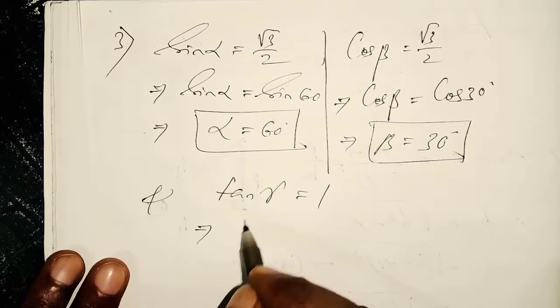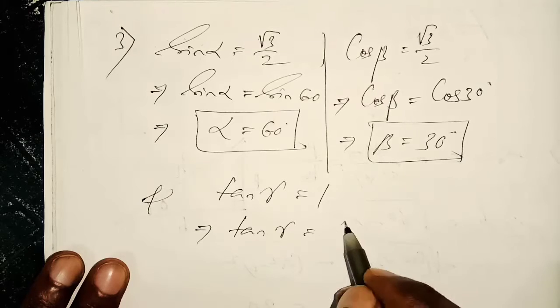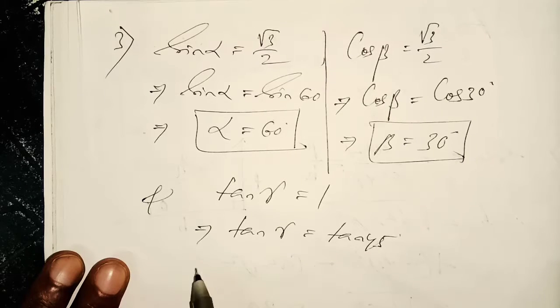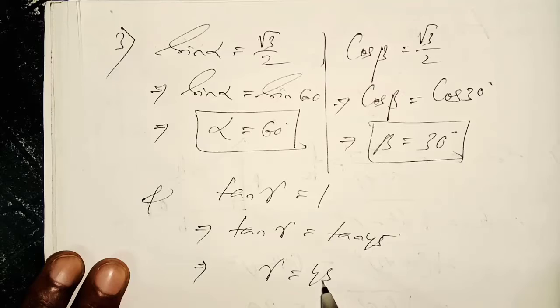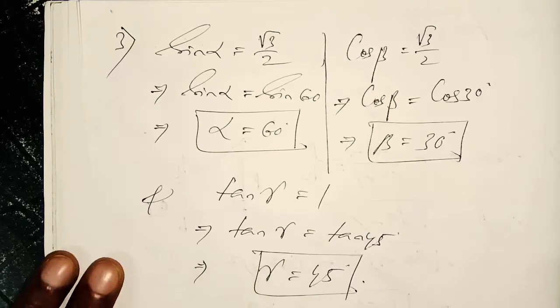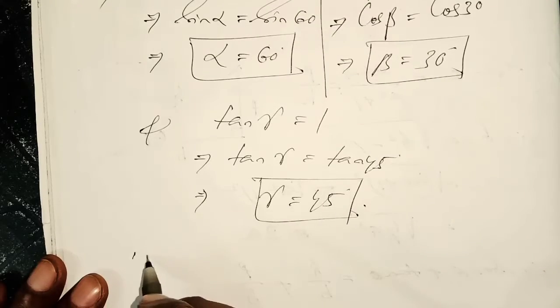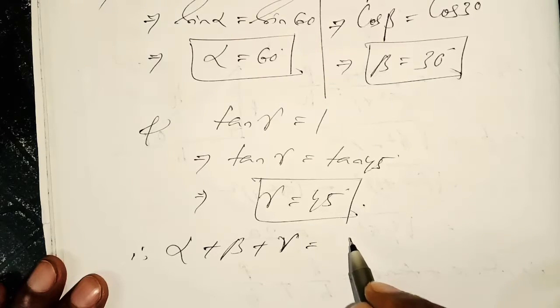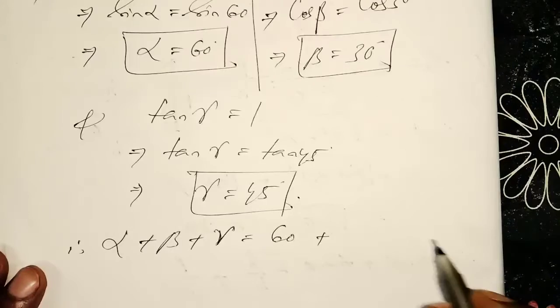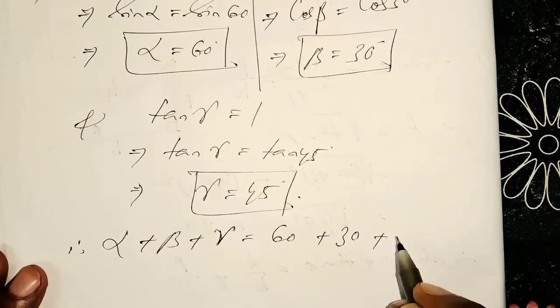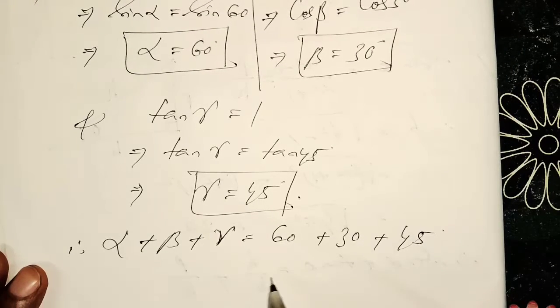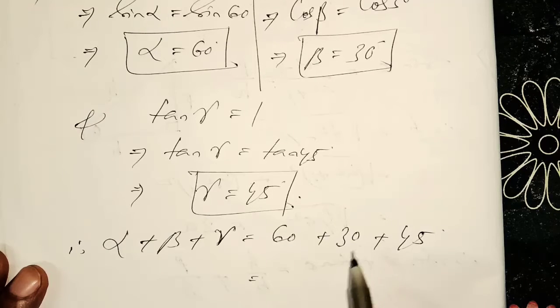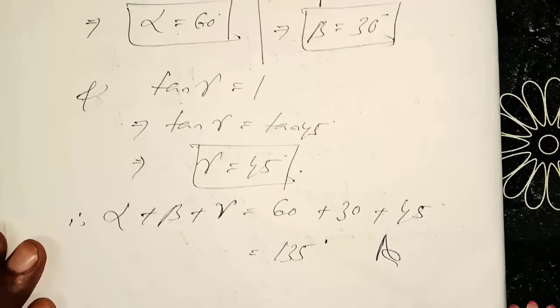As you know, tan 45 is equal to 1. Therefore, gamma is equal to how much? Gamma is equal to 45 degrees. All the values of alpha, beta, gamma you got or not? Okay. And your target is to find alpha plus beta plus gamma. Alpha how much you got? 60 degrees. Beta how much you got? 30 degrees. And gamma equal to 45 degrees. How much are you getting? 90 plus 45, that is 135. So what is the answer? 135 degrees.